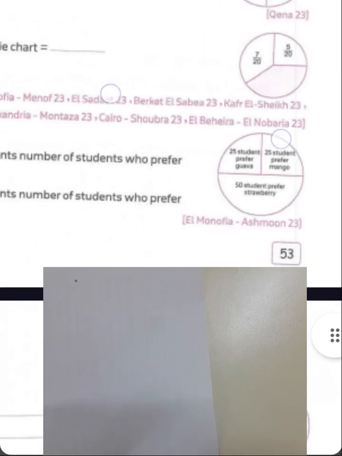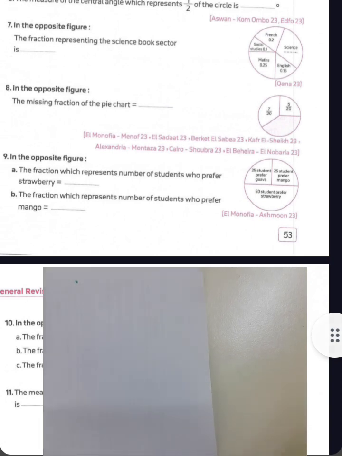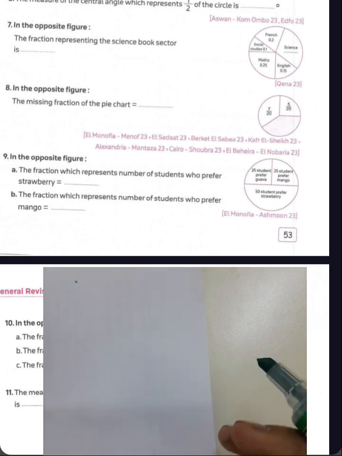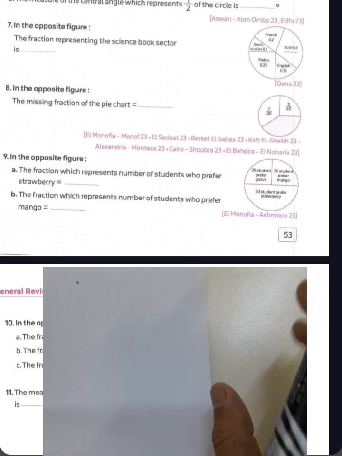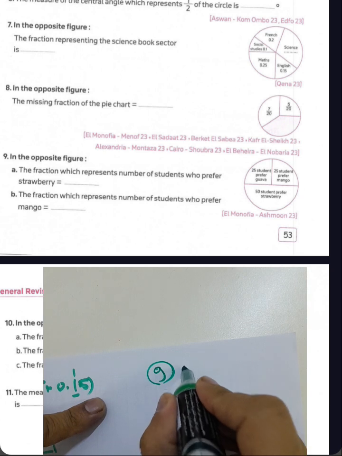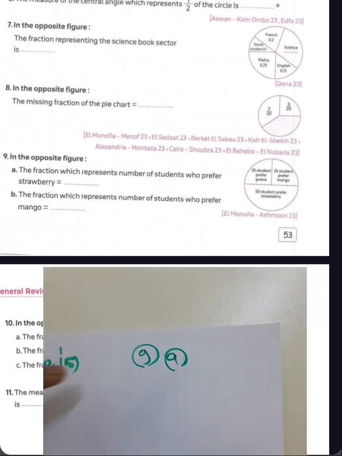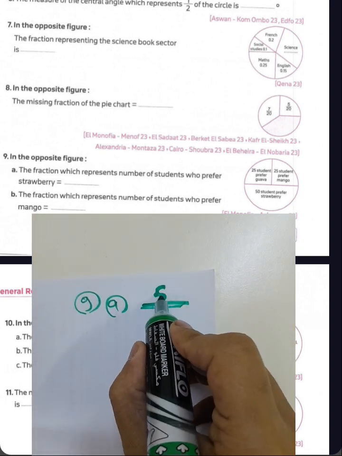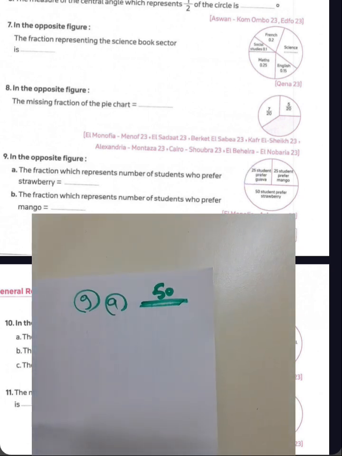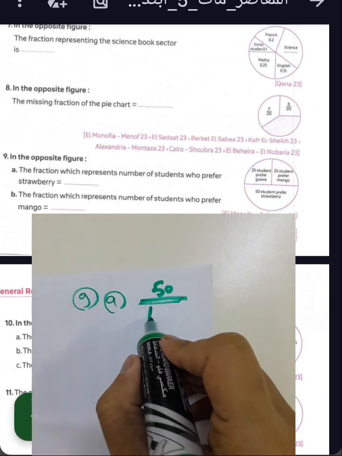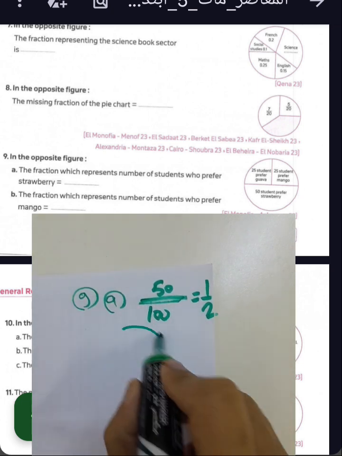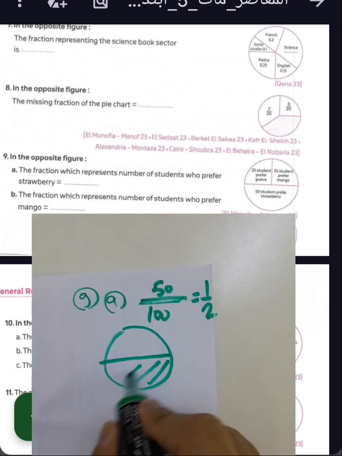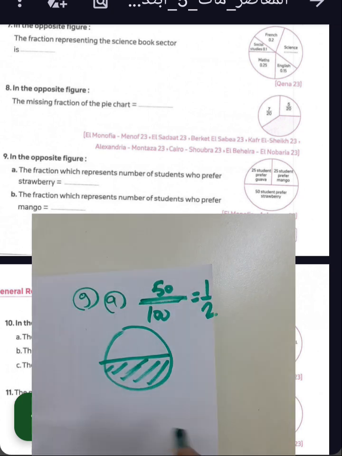Okay, you can find the fraction here by writing the number of students who prefer strawberry and dividing it by the total number. Then question number 9, letter A is the fraction which represents the number of students who prefer strawberry. You can write the number of students who prefer strawberry, 50, over the sum of all students, 25 plus 25 plus 50, which is 100. Then the ratio will be half. Or you can look at the circle here, he divided half the circle. Then the result will be 1 over 2.